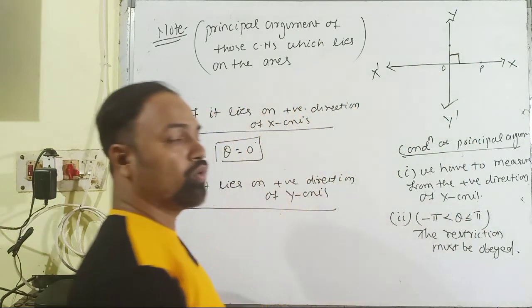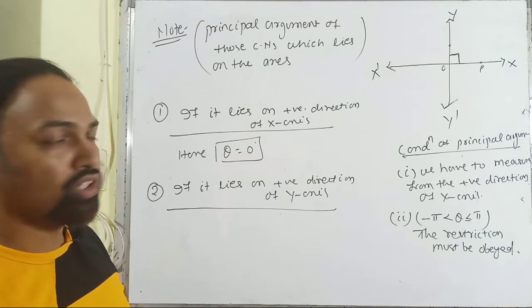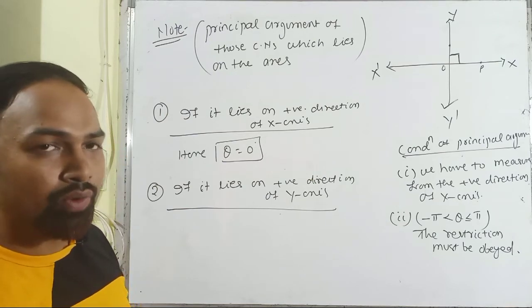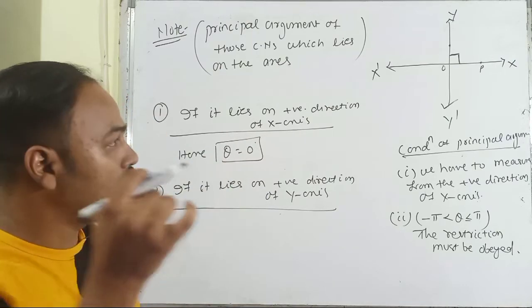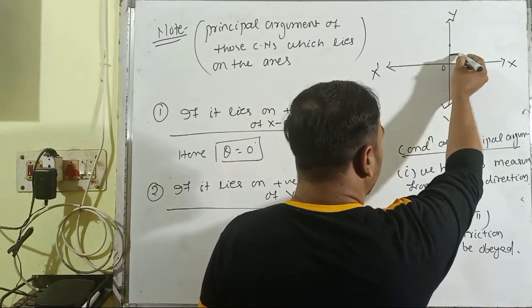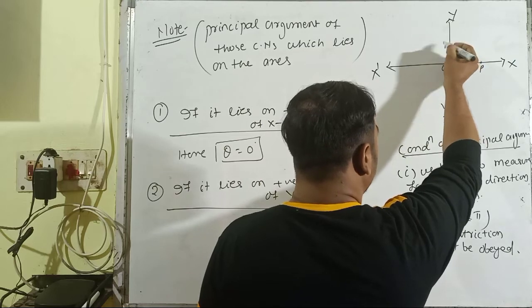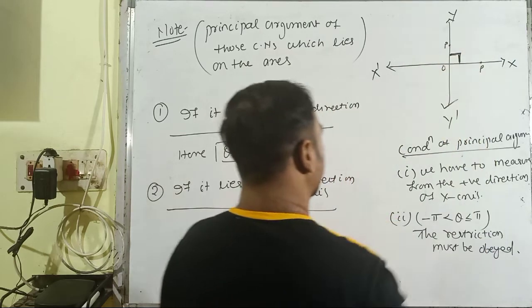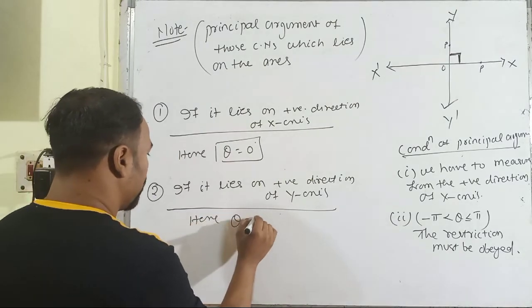Without going for the formula, or without applying the formulas of principal argument, or without evaluating alpha and theta here, we can directly write down that the principal argument is theta, because this angle is 90 degrees. So if P lies on the y-axis, here theta is equal to pi by 2.